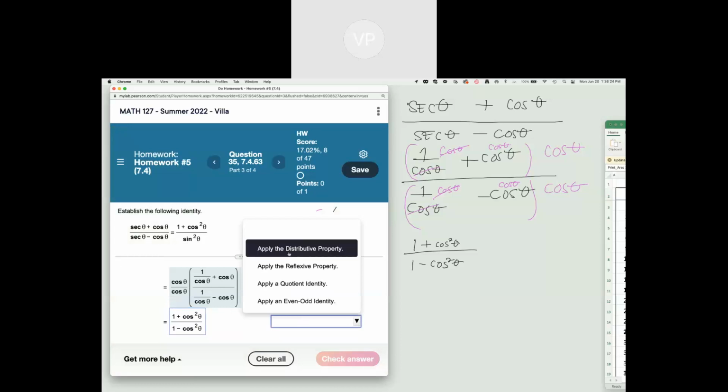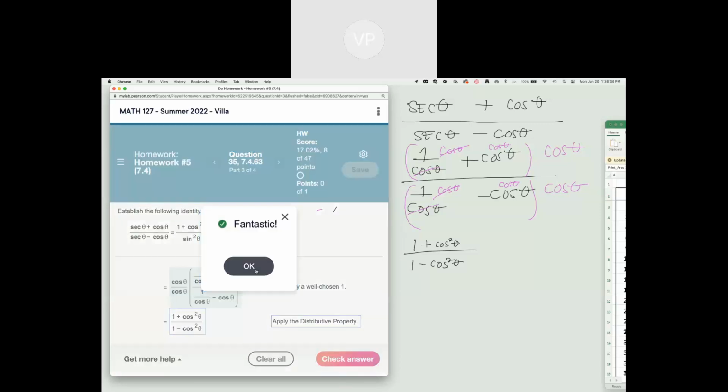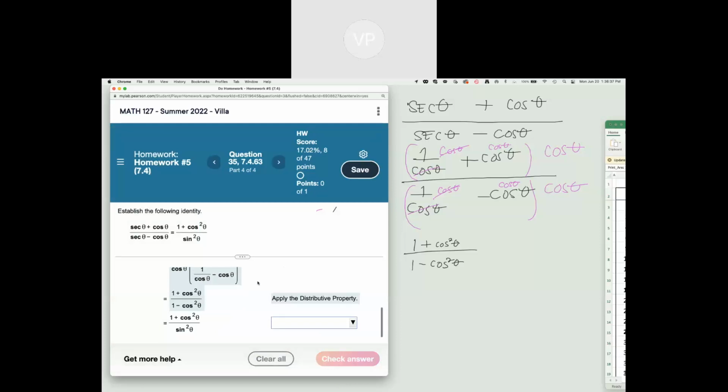Well, think of what happened. It looks like I applied a distributive property because I took this cosine and distributed, not a reflexive, not a quotient, not an even-odd again. It's distributive. I distributed the cosines throughout. That's what I did in pink there. And for the last part, how do I get there? I have a 1 plus cosine square theta all over sine square theta, because I remember that the bottom, 1 minus cosine square theta, is my Pythagorean identity, and there's our answer.